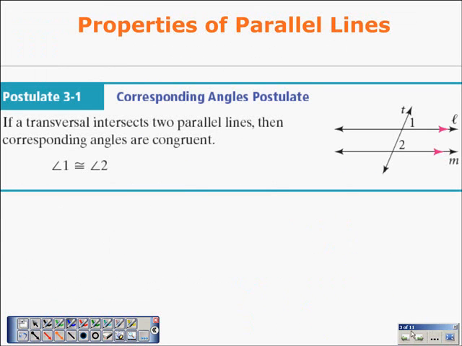Here we have the first property of parallel lines. We have the postulate, the corresponding angles postulate. If a transversal intersects two parallel lines, then the corresponding angles are congruent. It states if a transversal intersects two parallel lines, then the corresponding angles are congruent. For the given diagram, angle 1 and angle 2 are the corresponding angles, therefore they are congruent.